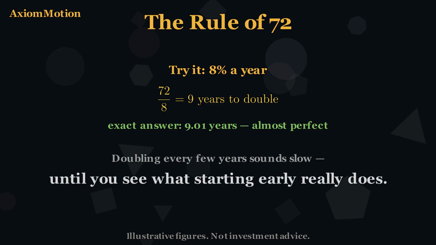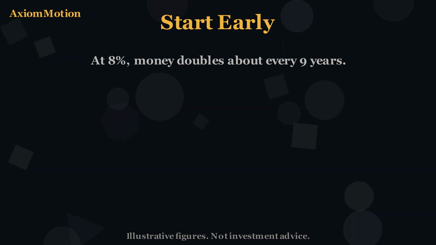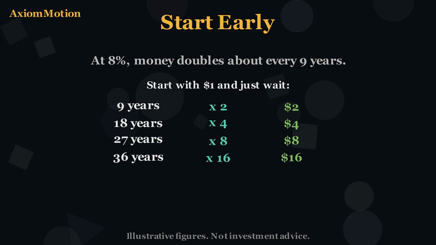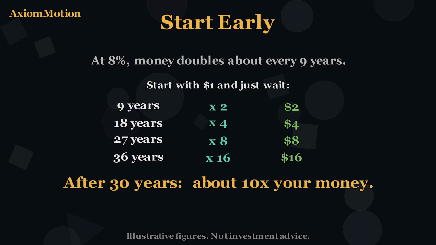Now, doubling every 9 years might sound slow, but watch what happens when you give that doubling enough time by starting early. We just saw that at 8%, money doubles roughly every 9 years. That sounds slow, but watch what happens when you let those doublings stack up. Start with a single dollar and simply wait. After 9 years, it doubles to $2. After 18, it has doubled again to $4. After 27 years, $8. After 36, $16. In round numbers, a single dollar becomes about 10 times itself in 30 years, with no extra effort at all.